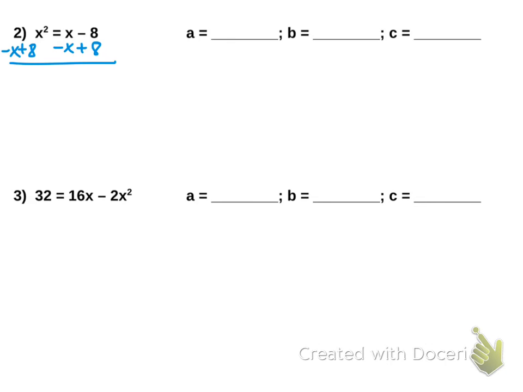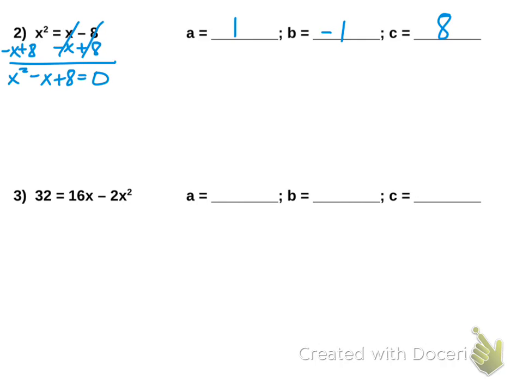I do it in one step. You could move x over, then move 8 if you would like to. It essentially ends up being the same thing. Minus x plus 8 is equal to 0. All right, and so now my A is 1, B is negative 1, and C is positive 8.